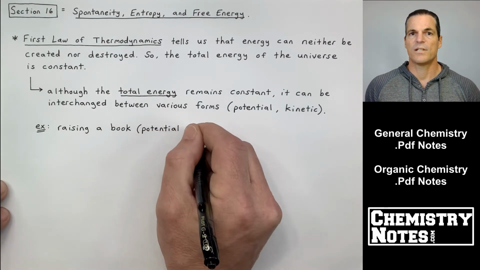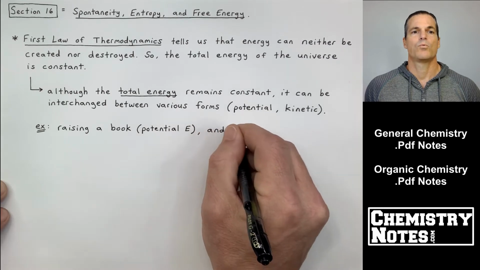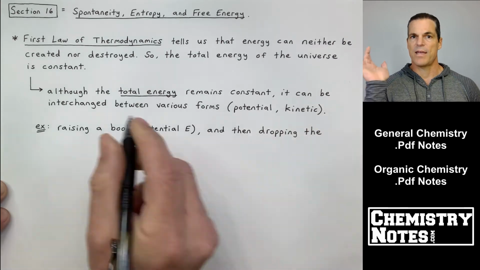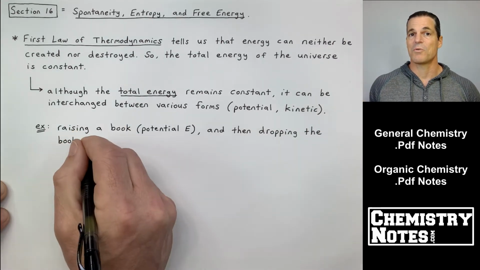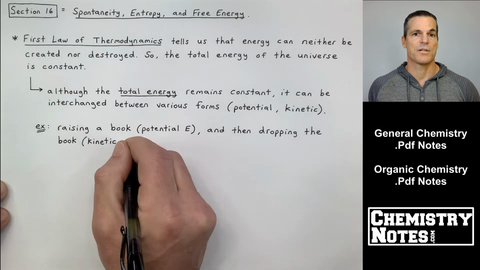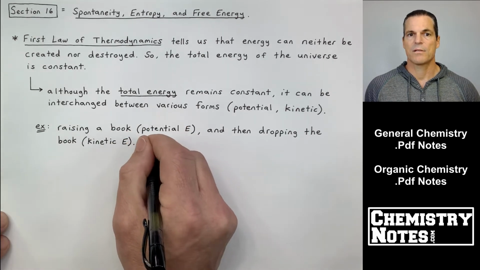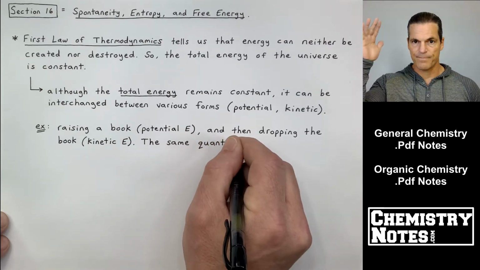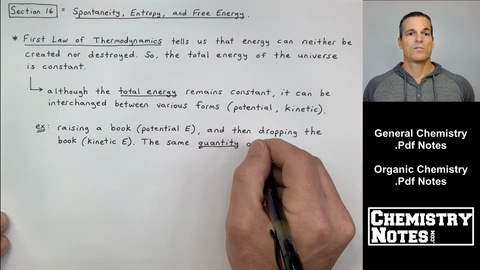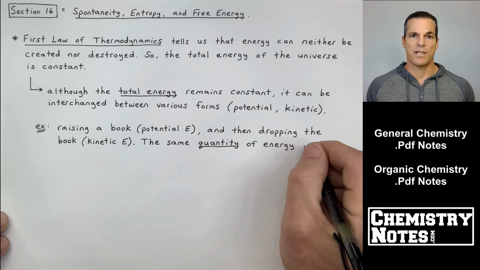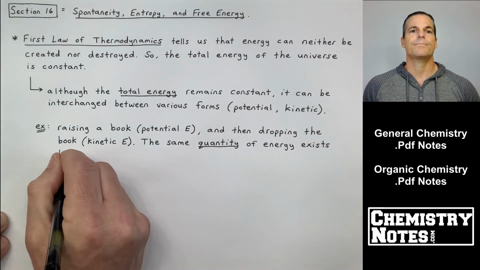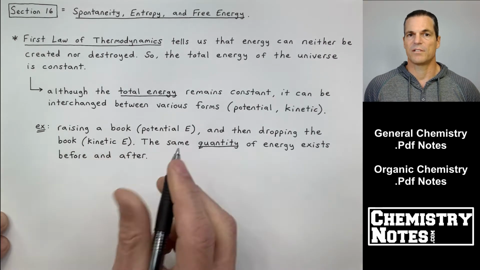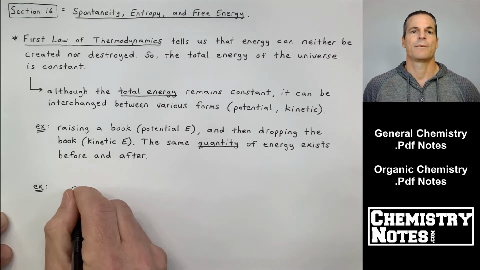A few simple, straightforward examples. Raising a book: if I raise the textbook up, that textbook in my hand has potential energy because I could drop it and convert it into kinetic energy. If I drop that textbook, all that stored energy turns into kinetic energy. So we're able to interchange between potential energy and kinetic energy, but the energy is always conserved. It's always the same quantity in the universe.